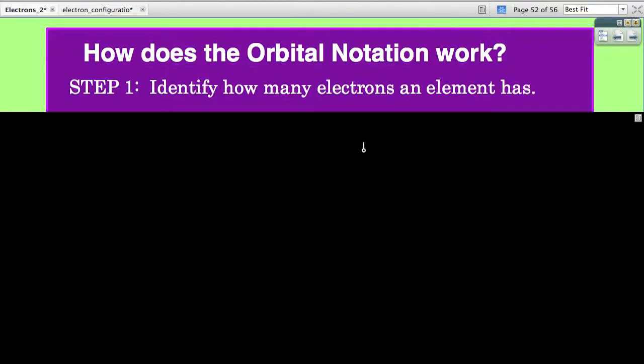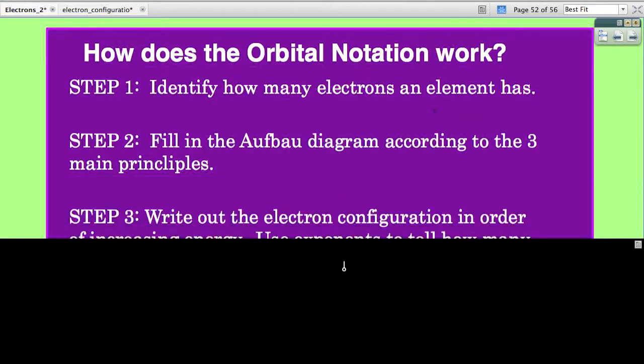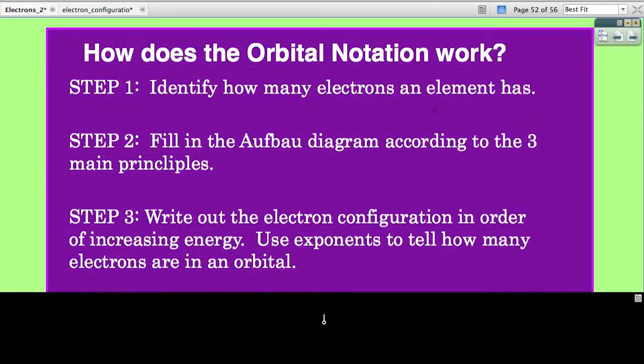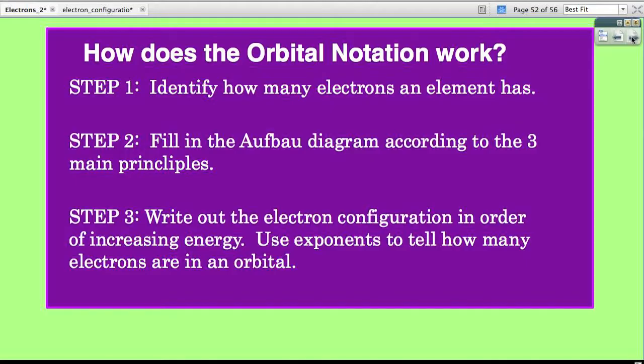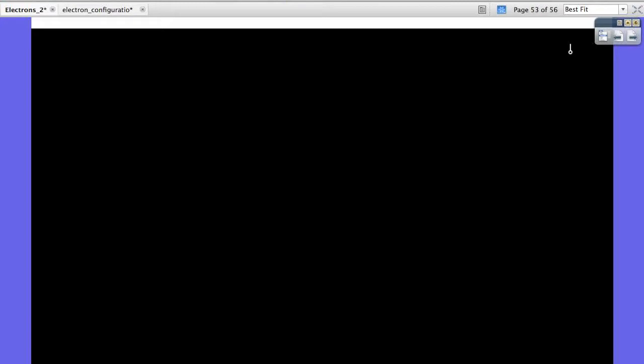How does the orbital notation work? First, we identify how many electrons an element has. Once we know the number of electrons, we fill in the Aufbau diagram according to the 3 main principles, just like the hogs in the hotel. Then we write out the electron configuration in order of increasing energy. We use the exponents to tell how many electrons are in that orbital. And I think this is it. Yes, this is it.